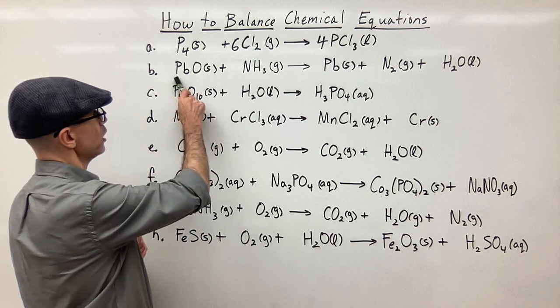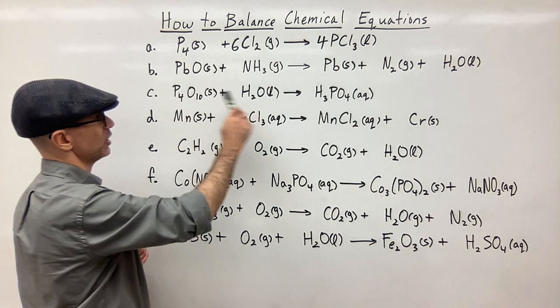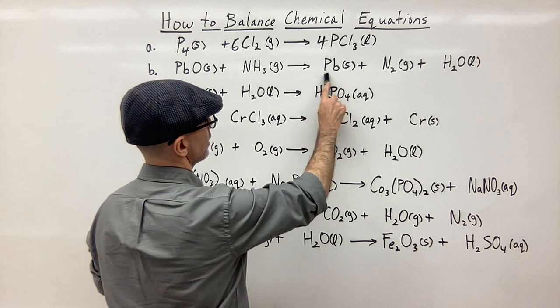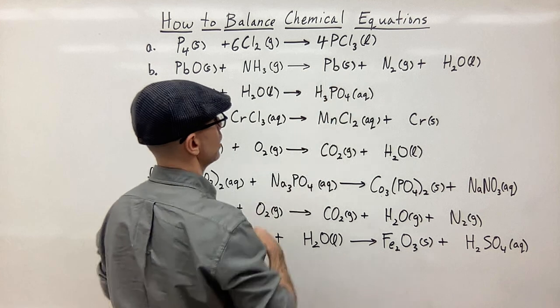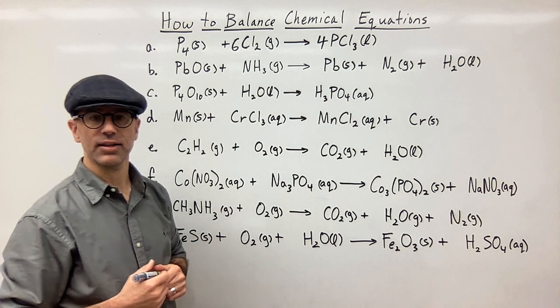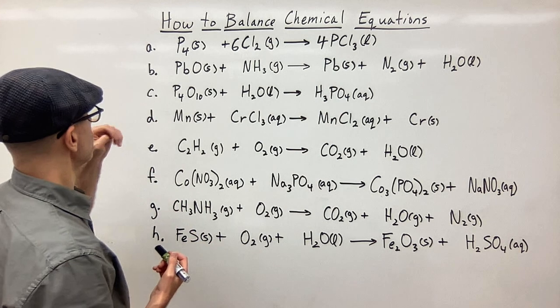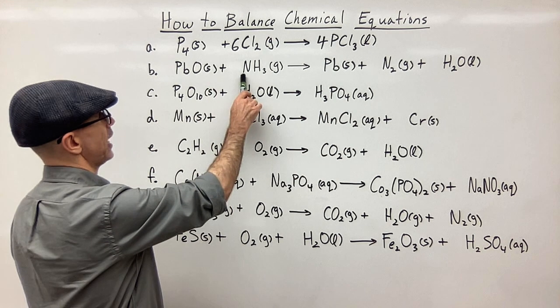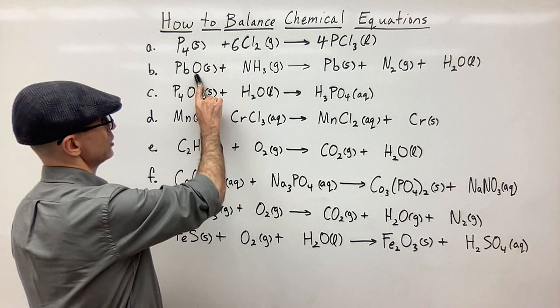So here I have 1 lead atom. 1 times 1 is 1. And here I have 1 lead atom. 1 times 1 is 1. So that's already balanced. I don't have to do anything with the lead. So next, now it's the nonmetals. I'm going to keep nitrogen for last. And so I have oxygen and hydrogen.